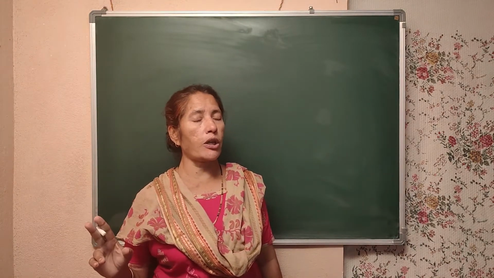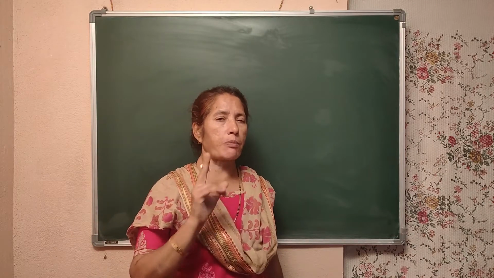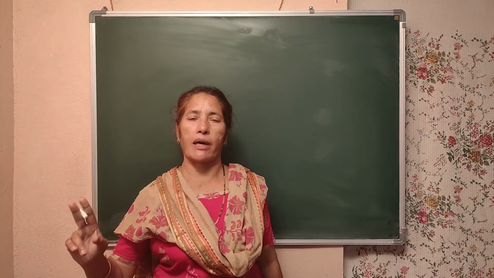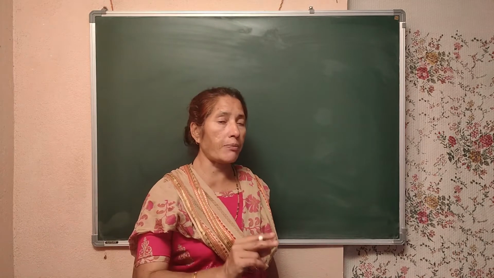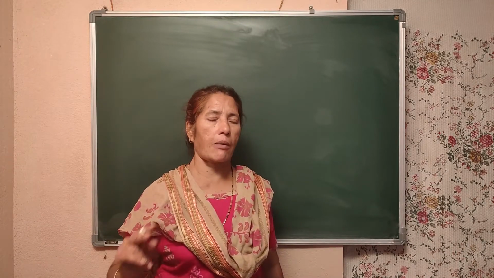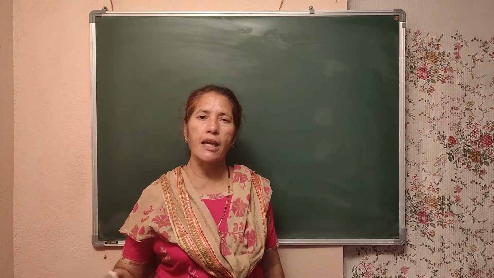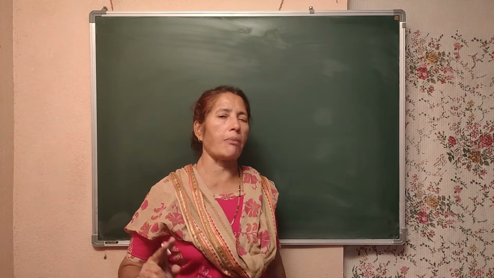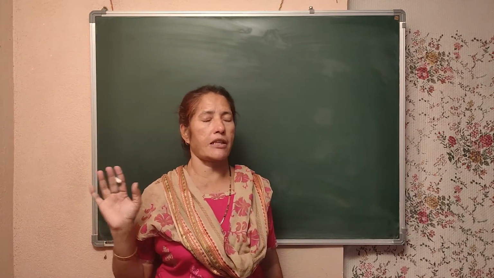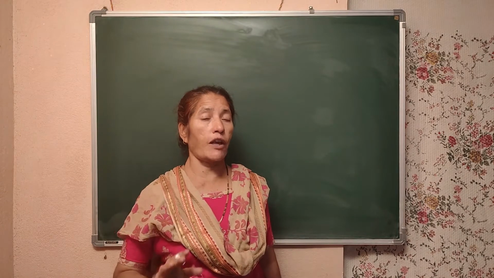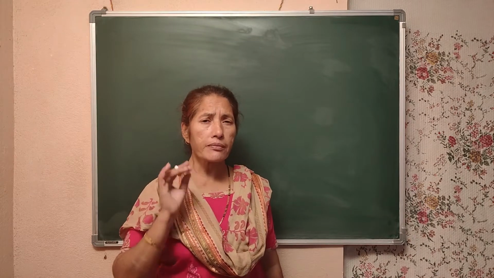Similarly, for the cubic polynomial, alpha plus beta plus gamma is equal to minus b by a. Alpha beta plus beta gamma plus gamma alpha is equal to c by a. Alpha into beta into gamma is equal to minus d by a. That's what we studied. We verified the answers also.